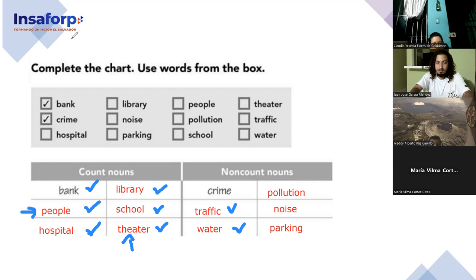Tiene que ser como awful. Awful, horrible, heavy. Mm-hmm. Yes. Yeah. Perfect. That's okay. No problem.